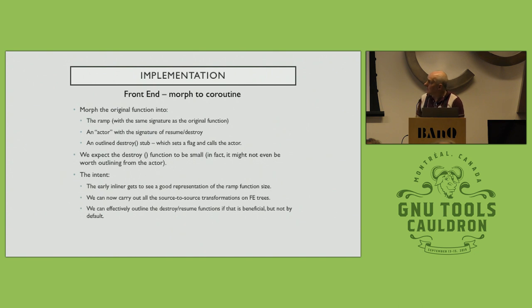We have a process now where we're going to do the source-to-source transformations necessary to achieve this. And this basically takes our original function and morphs it into a ramp function, an actor function, and this outlined destroy function that is basically a stub. As I said, the intent then is to allow the IPA passes in the middle end to get a pretty good visibility of how big the ramp function is, and hopefully allow it to be inlined early.